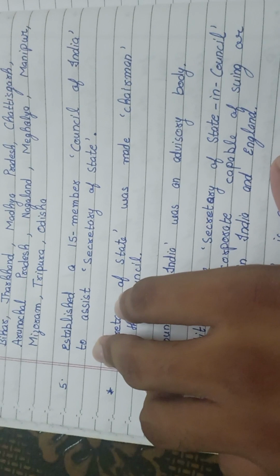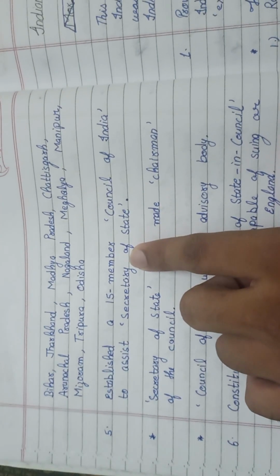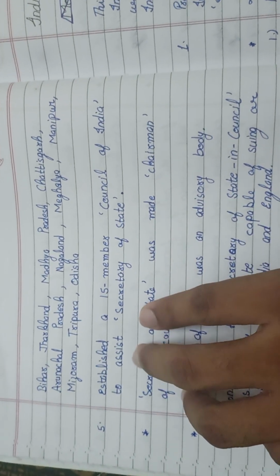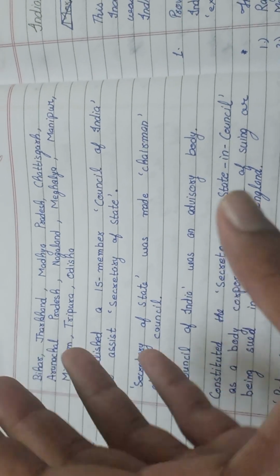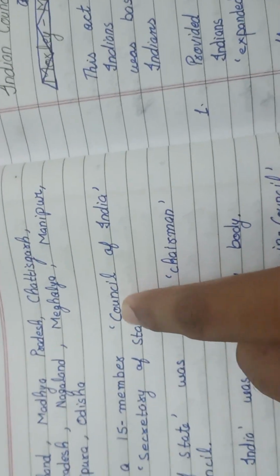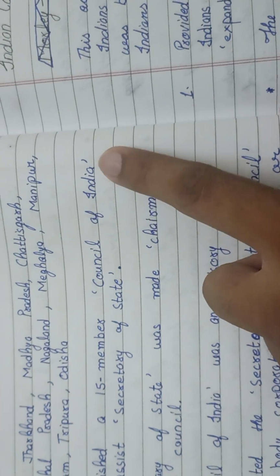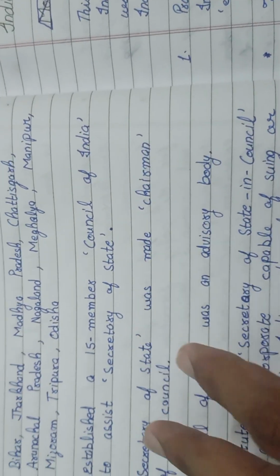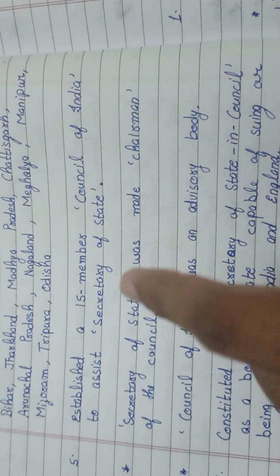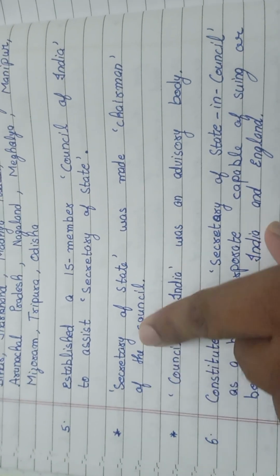it's just a kind of reference. So moving on to our fifth feature, it's that it established a 15-member Council of India to assist Secretary of State. Now this act also established a council which consisted of 15 members. Now this is not to stress the Council of India, this is the exact name. The name is Council of India. Now this Council of India was made to assist Secretary of State. Now assist, the word is important, and why I will tell you later a bit. Another helping point, HP, Harry Potter, yeah.